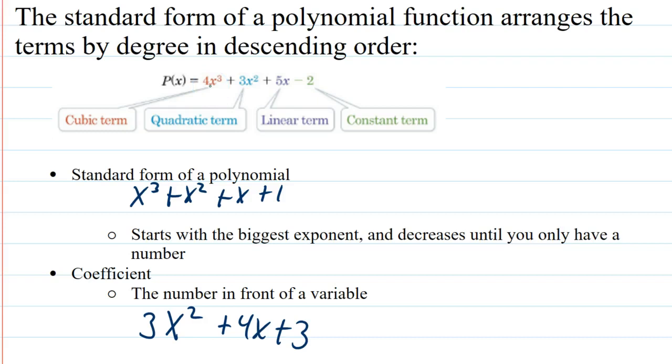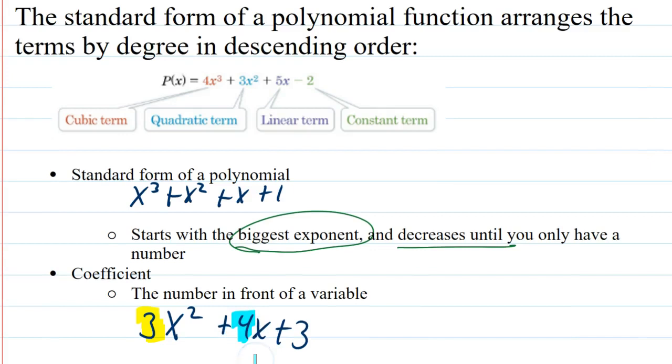Standard form. We've dealt with standard form many different times before, and this one's no different. For standard form, you always put it in largest to smallest based off of the exponents. So here the largest was a cubic, constant is always at the end. So standard form starts with the biggest exponent and decreases until you only have the number or the constant term. Coefficients. Coefficients are the numbers in front of the variable. So if we look here, 3 is the coefficient in front of x squared.